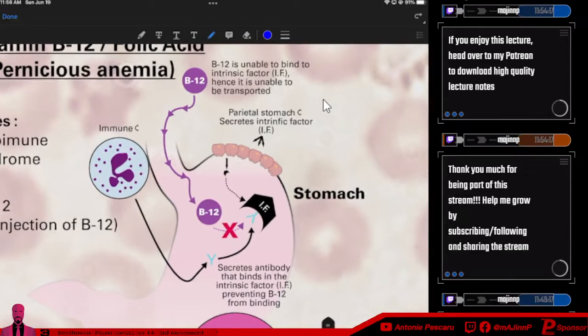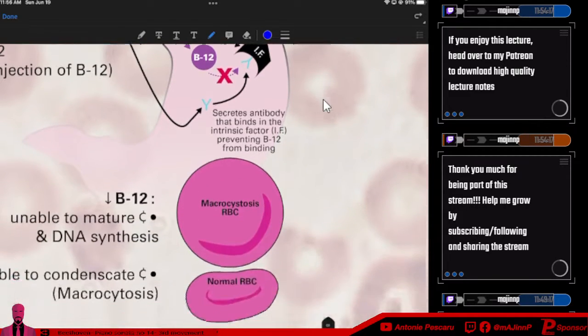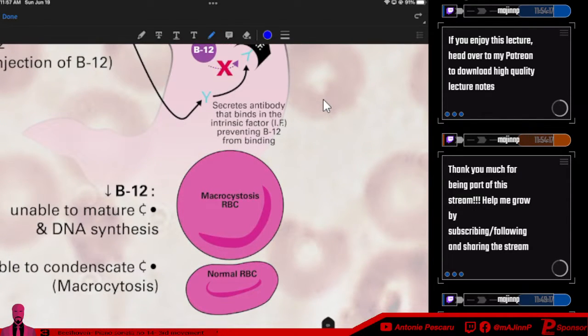Basically, these immune cells attack your intrinsic factor, which they see as a threat. They secrete this antibody that binds onto the intrinsic factor and takes its place, meaning that the B12 can't bind onto the intrinsic factor anymore. And as we saw in the erythropoiesis video, intrinsic factor is used to transport the B12 into the bloodstream in order to help the growth of the, not the growth, but more the maturation of the red blood cell.